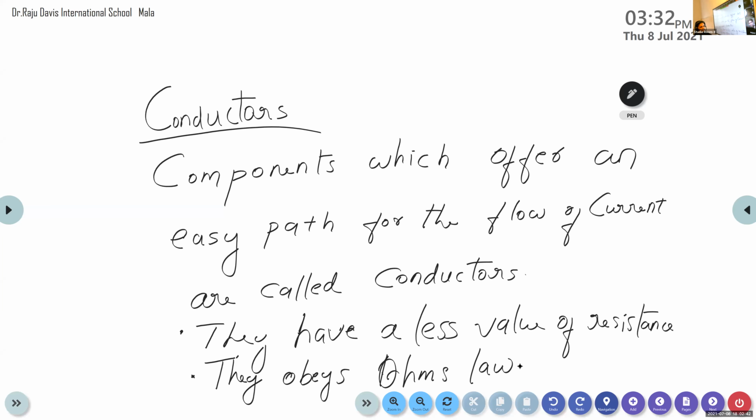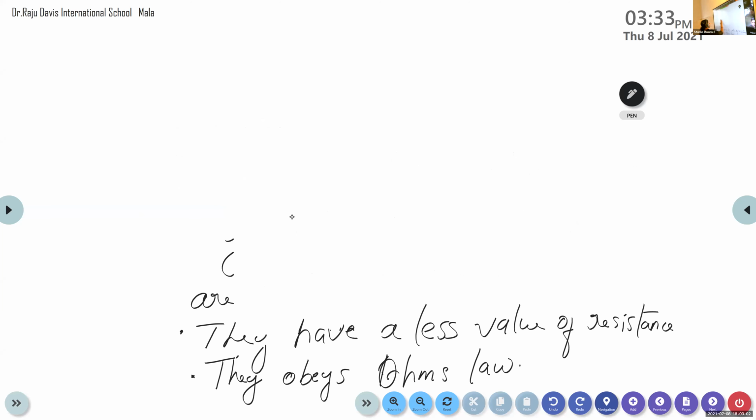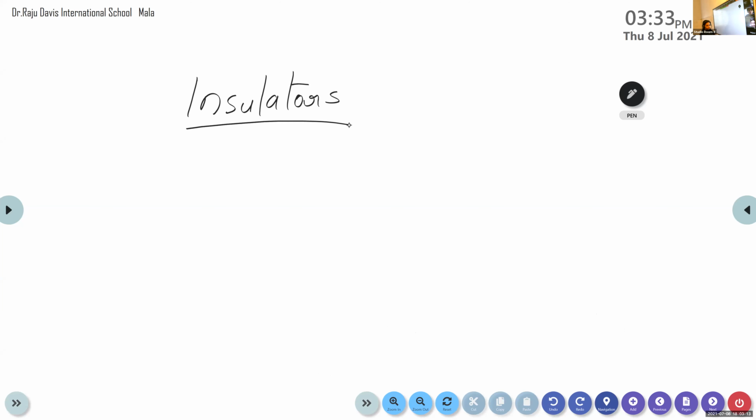Is it clear? Yes, ma'am. But there are certain components where the easy flow of the current does not take place. Such components are known as insulators. So all of you write the next heading, insulators.